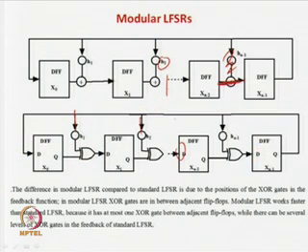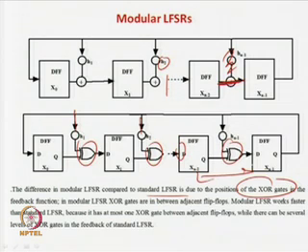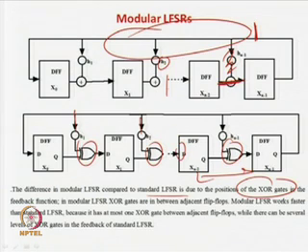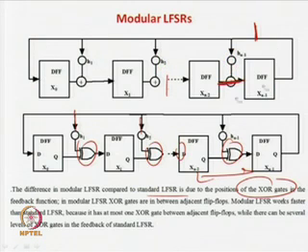modular LFSR. The difference in modular LFSR compared to standard LFSR is due to the position of the XOR gates. Here the XOR gates are positioned in such a way that there is only one XOR gate in the delay between this one and this one. But in the previous case there were a lot of XOR gates here, so there was a lot of delay from the output of the last flip flop to the input of the first flip flop. To avoid this, we have now gone to this new architecture.